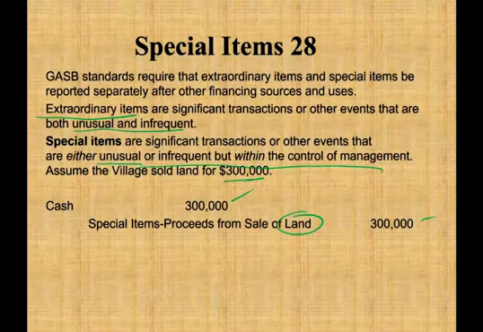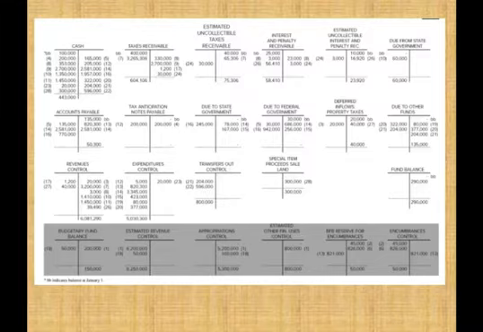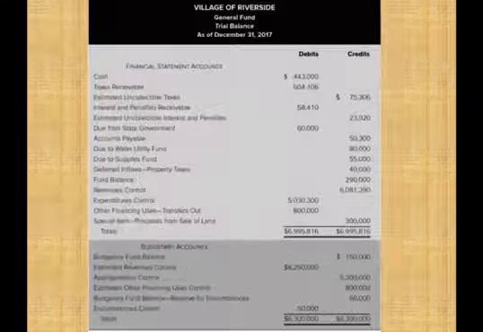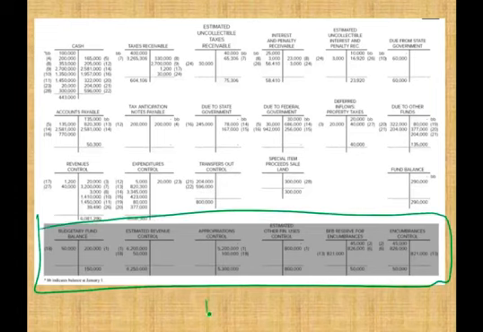Debit cash, credit special items, proceeds from the land, 300,000. If you are following those journal entries and updating your T accounts, this is what you should have, those T accounts that we started with, and this should be your trial balance. And notice here, these are highlighted differently in gray because those are the budgetary accounts. Those are the budget. And what do we do with the budget? We're going to close all of those. Wait until we get to the closing.